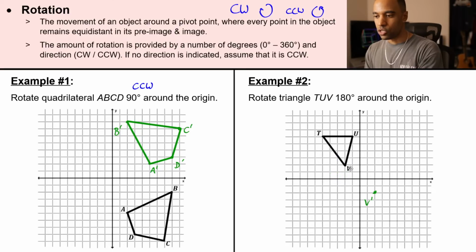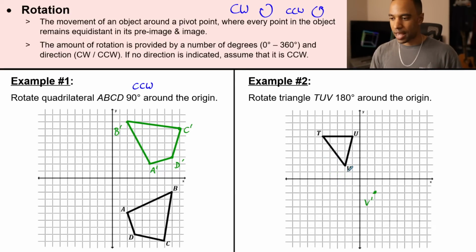Okay. U is at (-1, 6): 1, 2, 3, 4, 5, 6. So (-1, 6). Now it's going to end up at (1, -6) down here. This is u prime.